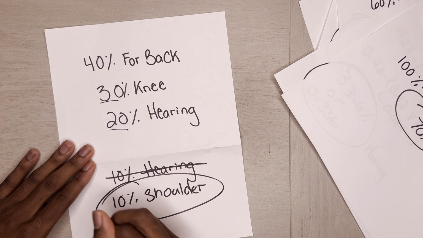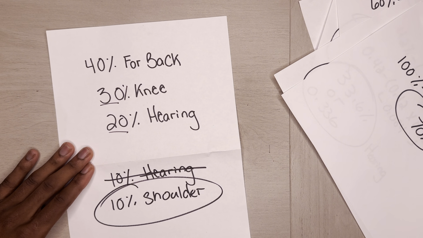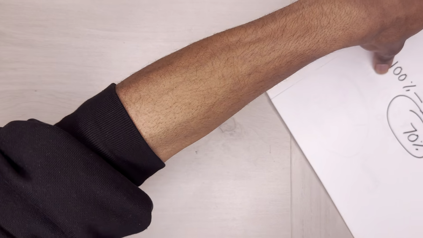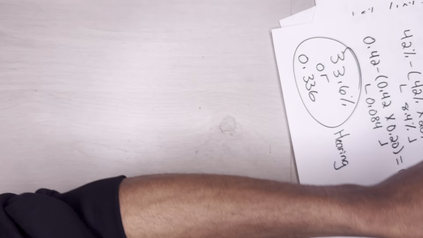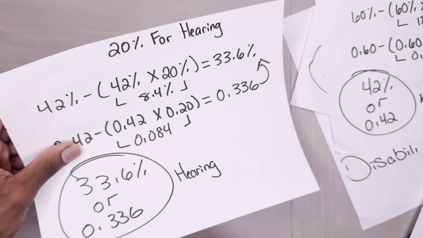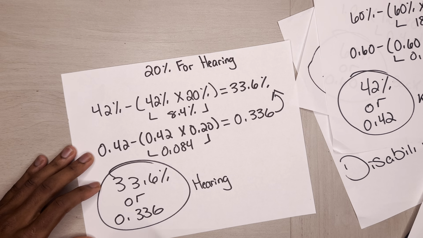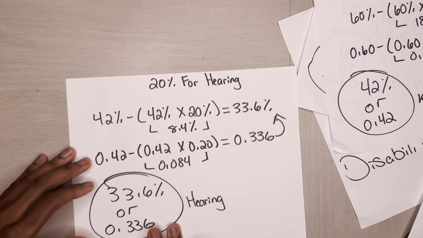You got a 10% for your shoulder, right? How would we calculate that? Again, we would have to take out the total that we got, and we would have to go back to where we last was at. The base of 33.6% or 0.336, and we would have to continue that calculation.